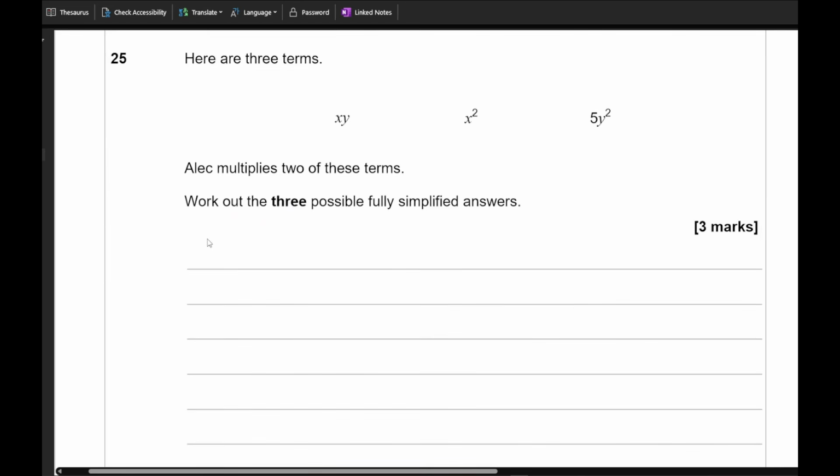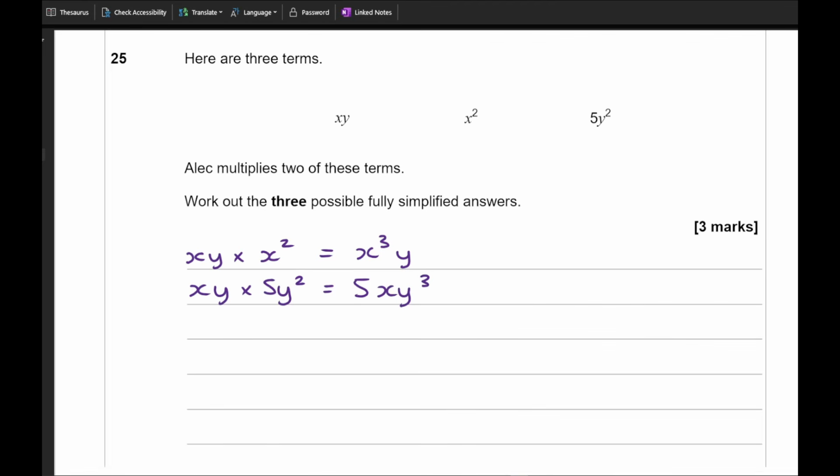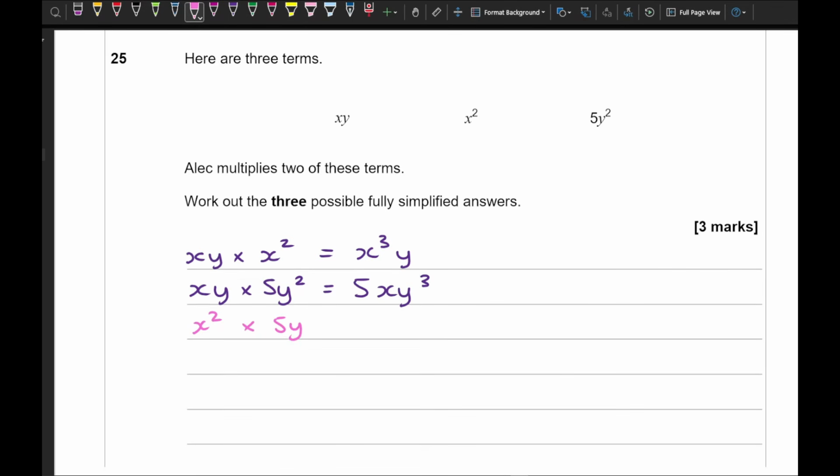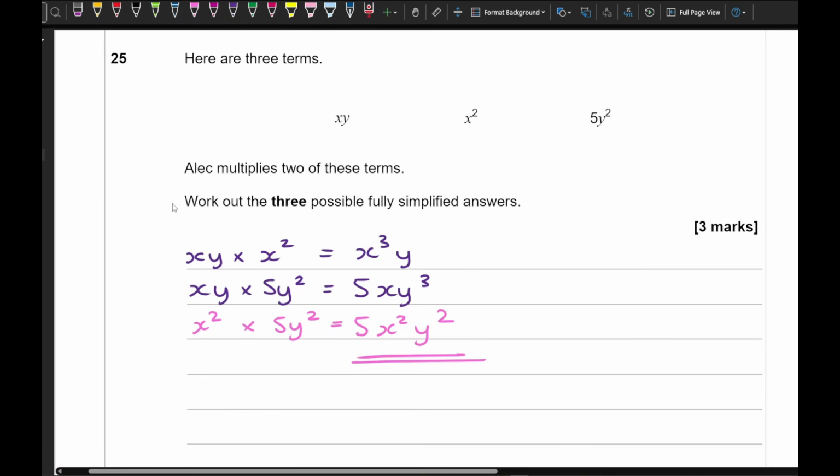Then for question 25, it says here are 3 terms. Alec multiplies 2 of these terms. Work out the 3 possible simplified answers. So if I do xy times x squared, then that's going to give me x cubed y. If I then do xy times 5y squared, then that's going to give me 5xy cubed. Then if I do x squared times 5y squared, then I end up with 5x squared y squared, and there are my 3 possible answers.